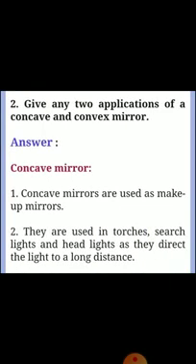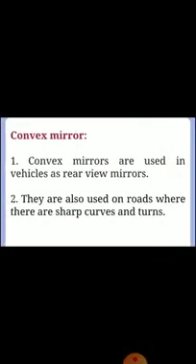Next, second question, give any two applications of a concave and convex mirror. Answer, first concave mirror, let's see. Its applications are: concave mirrors are used as makeup mirrors. They are used in torches, searchlights and headlights as they direct the light to a long distance. Next, convex mirror. First point, convex mirrors are used in vehicles as rear view mirrors. They are also used on roads where there are sharp curves and turns.